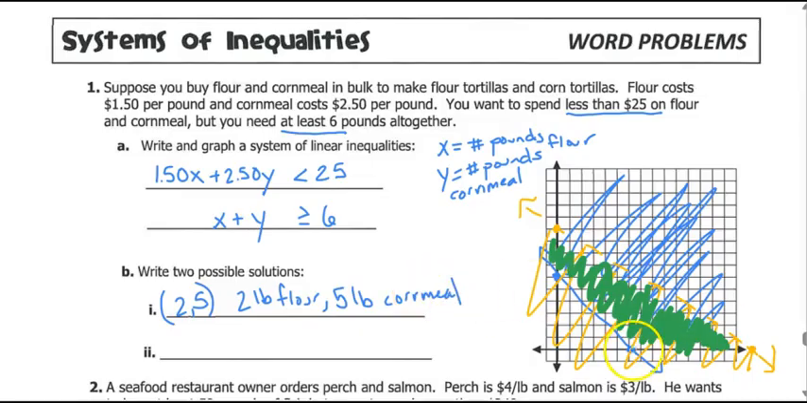Right, there are lots of different solutions, so we can pick another one. I don't know, 1, 2, 3, 4, 5. 1, 2, 3, right there. All right, so 5, 3 is another possible solution, right? And that would be 5 pounds of flour and 3 pounds of cornmeal. Okay, so unlike our equations, we're not going to have that one point where they cross as the answer. It's going to be anything in our shaded area that counts as a solution.